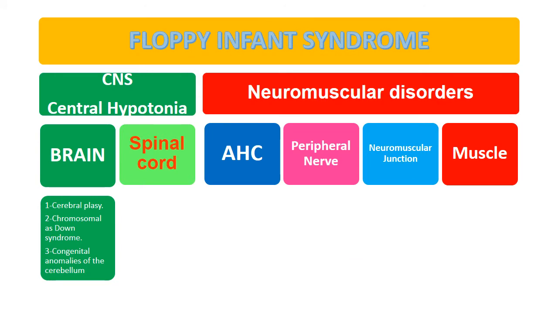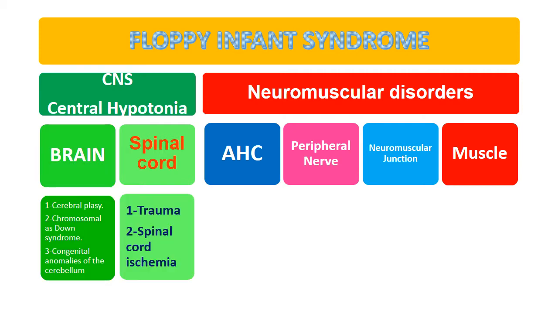Examples of central hypotonia due to brain or cerebral hypotonia are cerebral palsy, chromosomal disorders like Down syndrome, and congenital anomalies of the cerebellum. Central hypotonia could also be due to spinal cord lesion, like trauma to the spinal cord during birth injury, for example, or spinal cord hypoxia or ischemia.